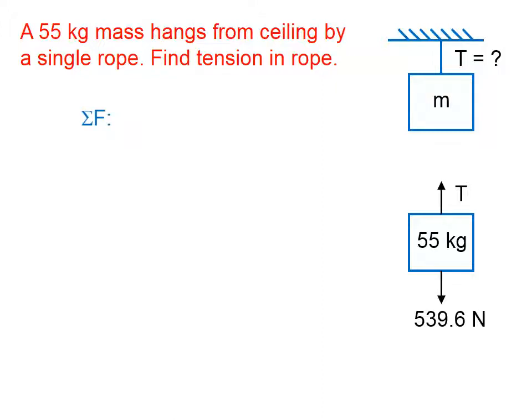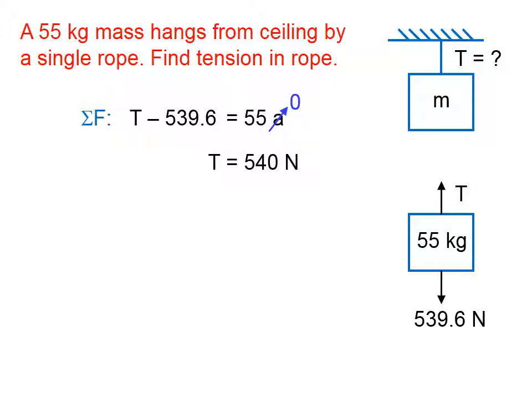So let's sum the forces on this mass. If I choose upward to be positive, we have tension minus 539.6, and the sum of those forces, according to Newton's second law, should equal the mass of the object times the acceleration. Well, that object is at rest, so it's not accelerating.